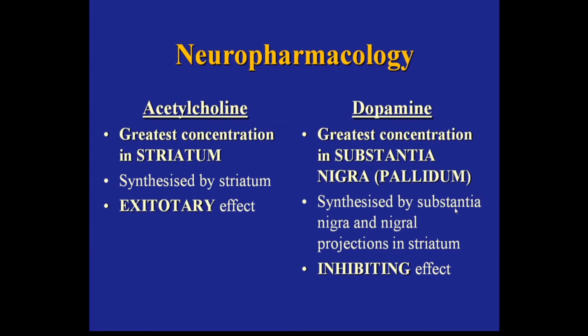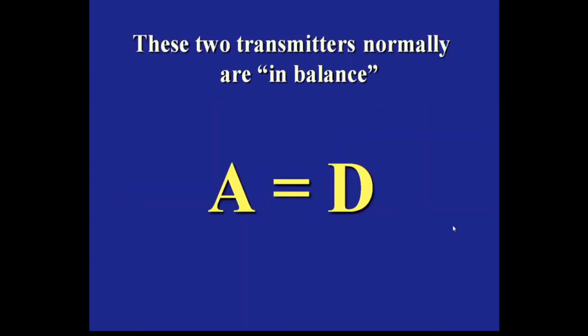Biochemistry or neuropharmacology. It was said these two structures, striatum and pallidum, have different neuromediators. Acetylcholine is the main mediator in striatum and dopamine in pallidum. Acetylcholine, greatest concentration in striatum, synthesized by striatum and has excitatory effect. Dopamine, greatest concentration in substantia nigra, pallidum, synthesized by substantia nigra and nigral projections in striatum and has inhibiting effect. Normally, in organisms, these two transmitters are in functional balance. Functional concentration of acetylcholine is equal to functional concentration of dopamine.